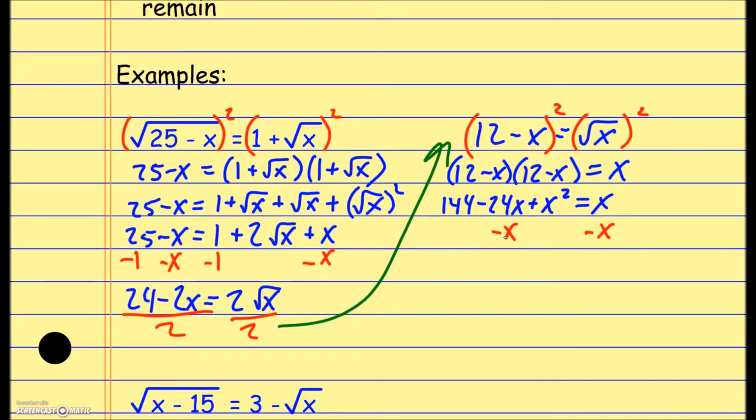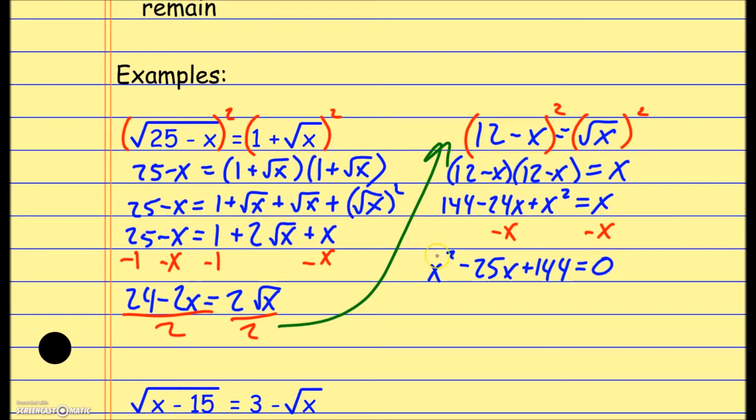And I'm doing that because I have an x squared, which means this is a quadratic. And to solve a quadratic, I need it equal to 0. So now I have x squared minus 25x plus 144 equals 0.